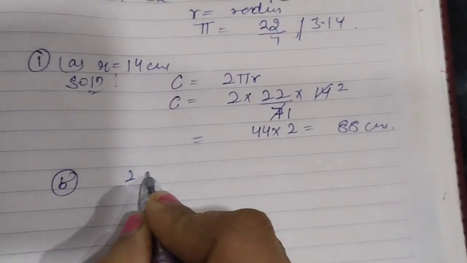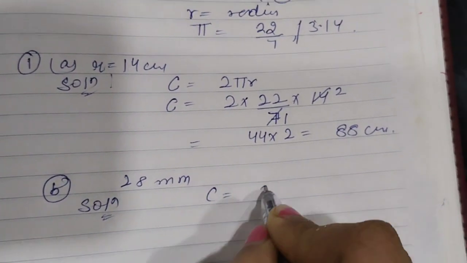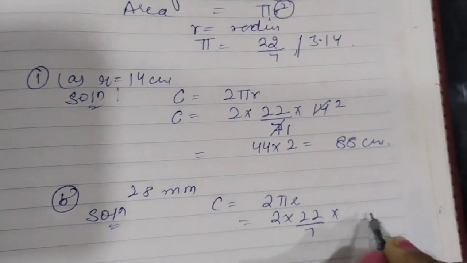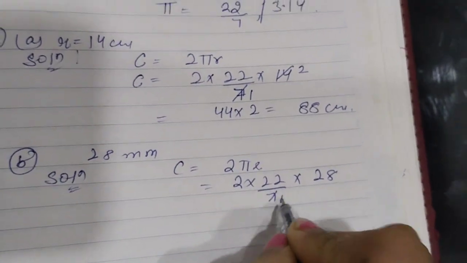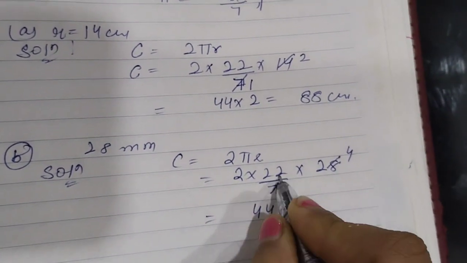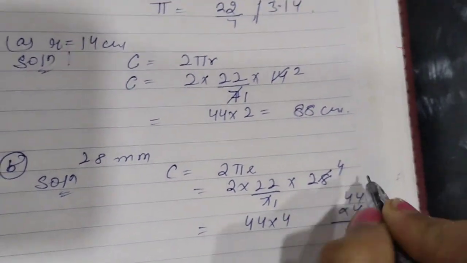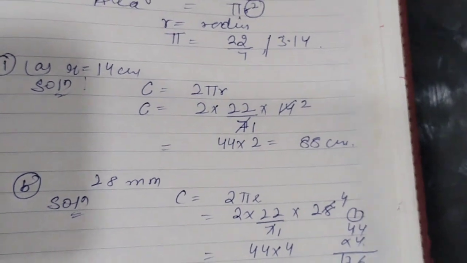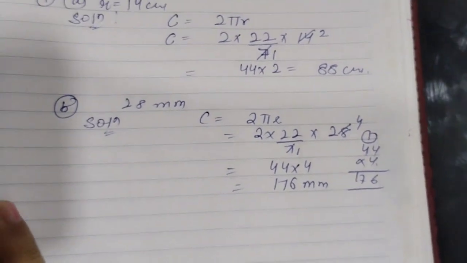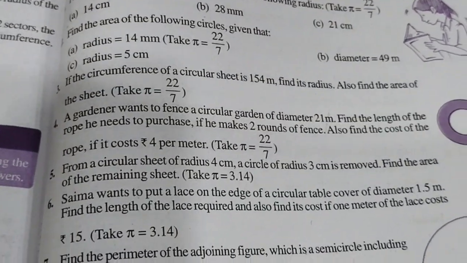Second is 28 mm. Radius is 28 mm. Circumference is 2 pi r. 2 into 22/7, r is 28. 7 ones are 7, 7 fours are 28. 2 twos are 22 multiplied by 2 is 44, multiplied by 4, 4 fours are 16 and 1, 17, so 176 mm. Unit should be the same. Third question, 21 centimeter, is for homework.